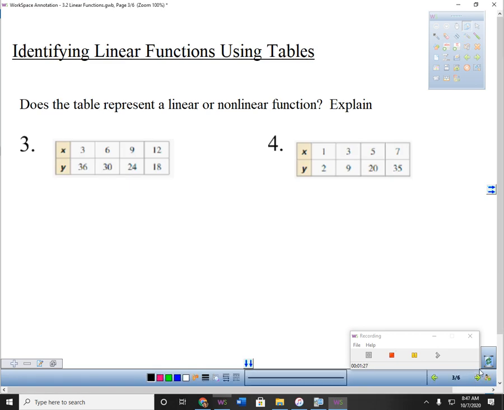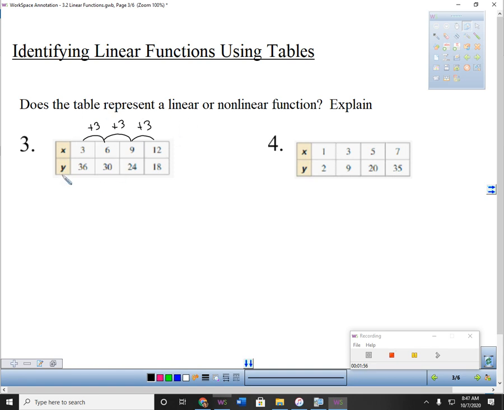All right, what if I'm given a table? Okay, this is where you're going to build something in your mind, and then when you get to Algebra 2, we're going to expand that a little bit more. So the first thing you want to do is make sure that your x values are going up the same. So in other words, 3 to 6, that would be adding 3. 6 to 9, adding 3. 9 to 12, adding 3. So that is correct, right?